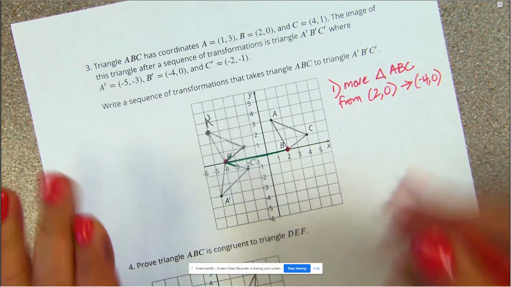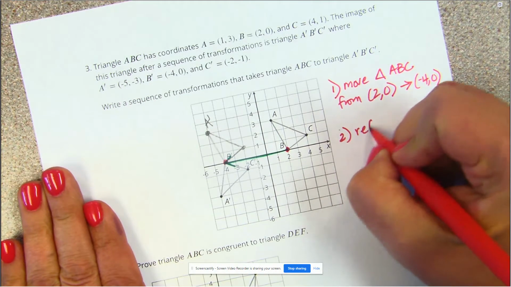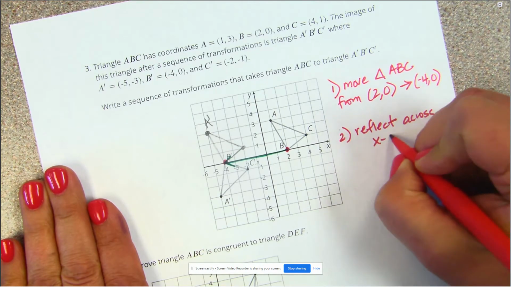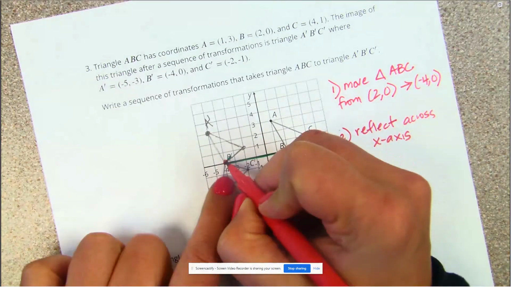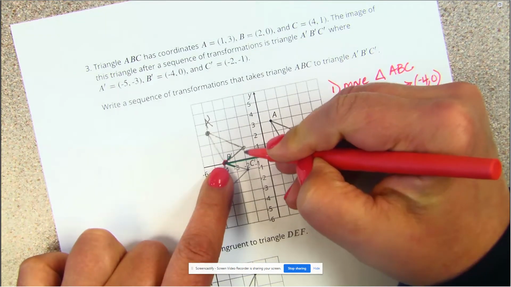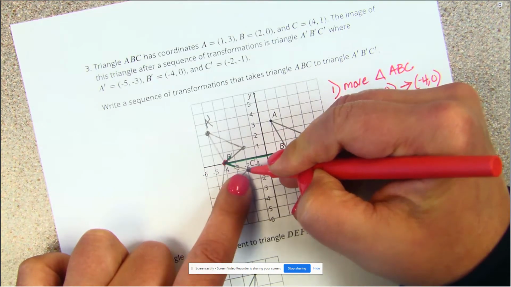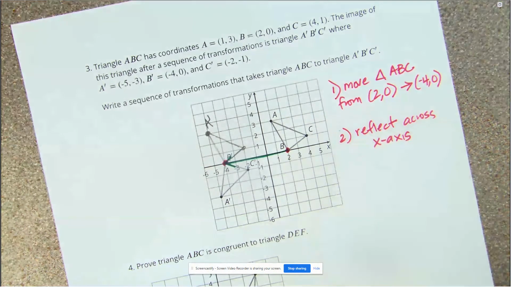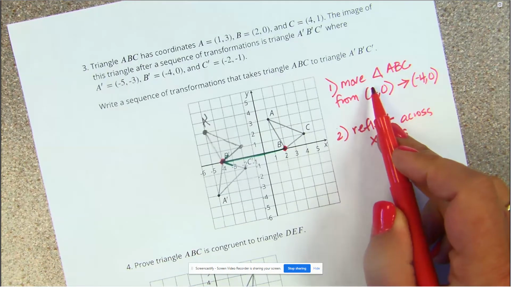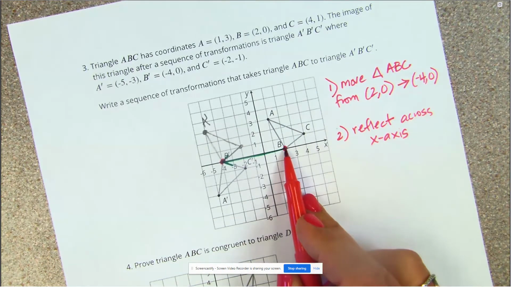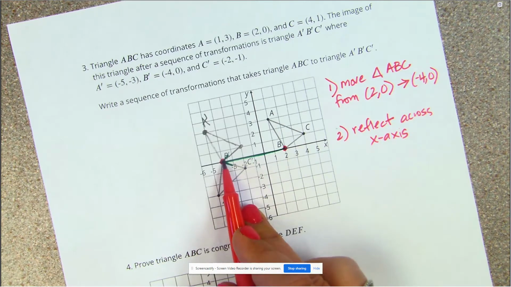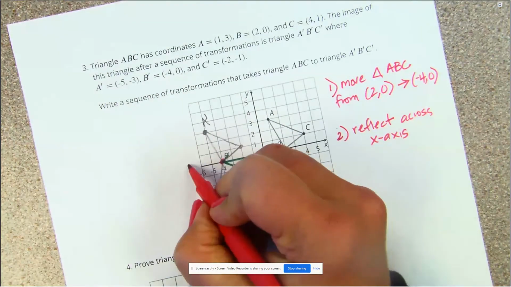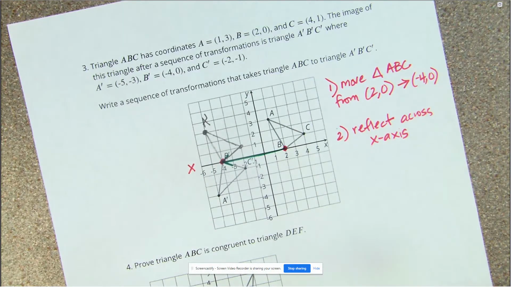So step 2, reflect across the x-axis, right? Because this point's going to stay. See how that one is 1 away? See how this is 1, 2, 3? This is 1, 2, 3. Okay, so move this triangle from directed line segment 2, 0, negative 4, 0, and then take that and reflect it across. This is the x-axis, that line right there.